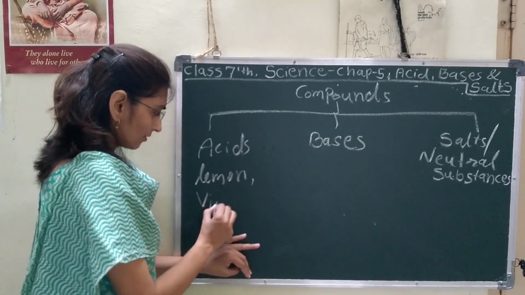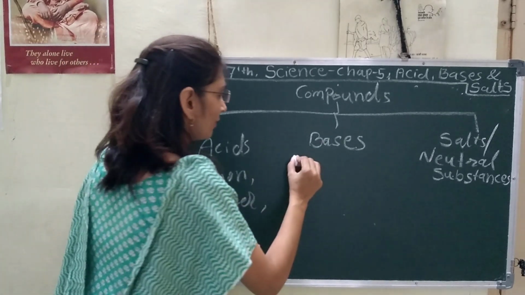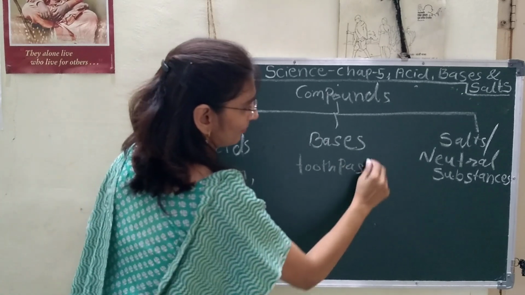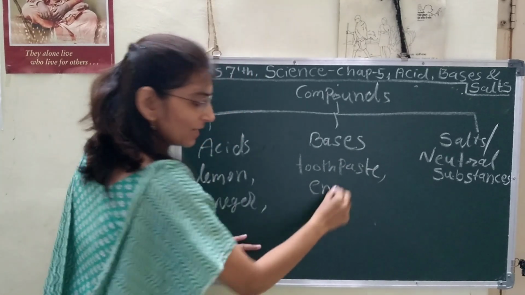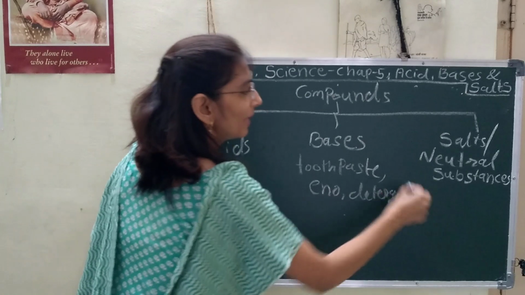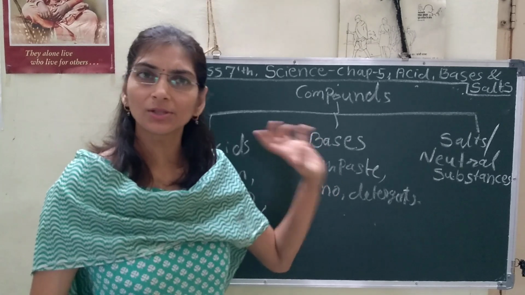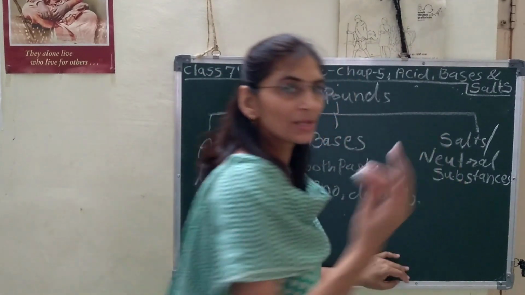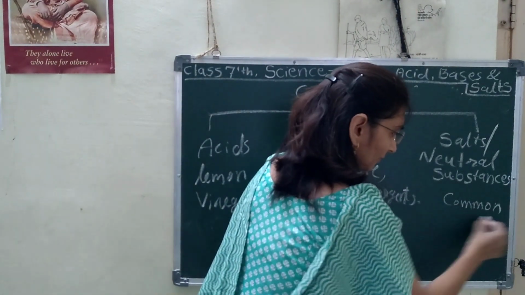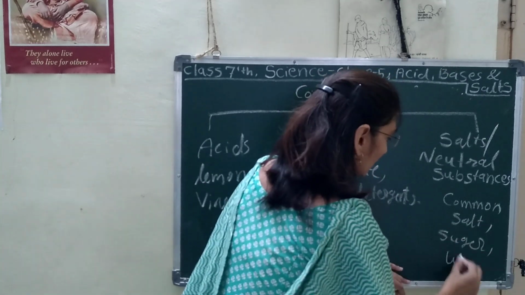Examples of acids we have seen are lemon, vinegar, etc. Many bases we have: first is toothpaste, then Eno, then detergent, and many other substances. Under salts or neutral substances, the examples we have just seen are common salt, sugar and water.